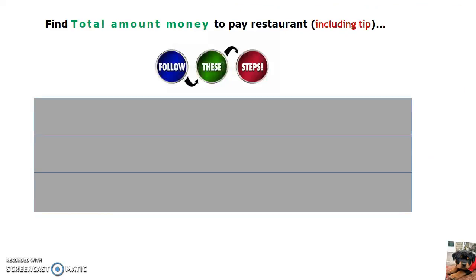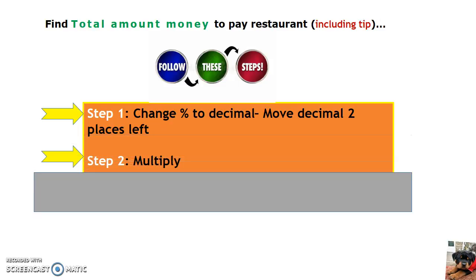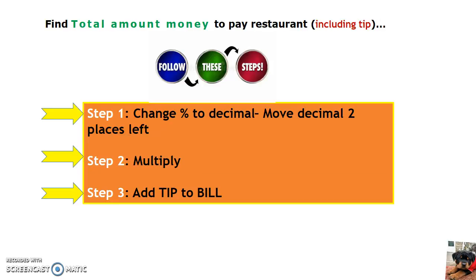All right, here are the steps. Number 1 and number 2 are going to look really familiar. Step 1, we're going to change our percent to a decimal by moving the decimal 2 places to the left. Step 2, we are going to multiply. Step 3 is adding the tip to the bill.